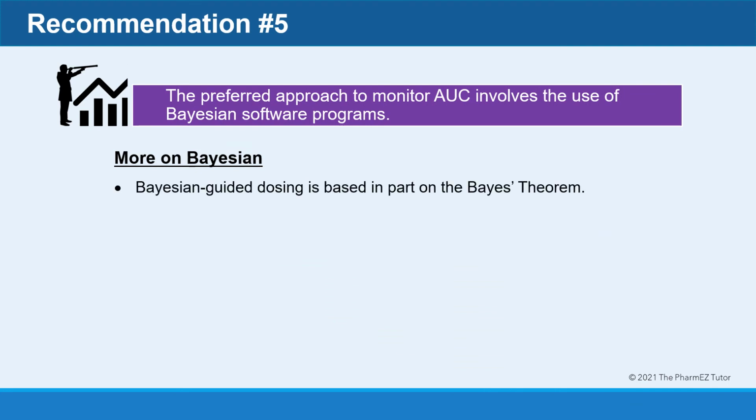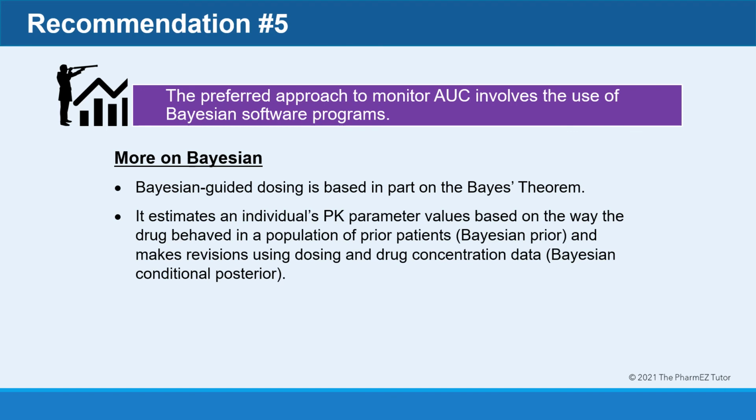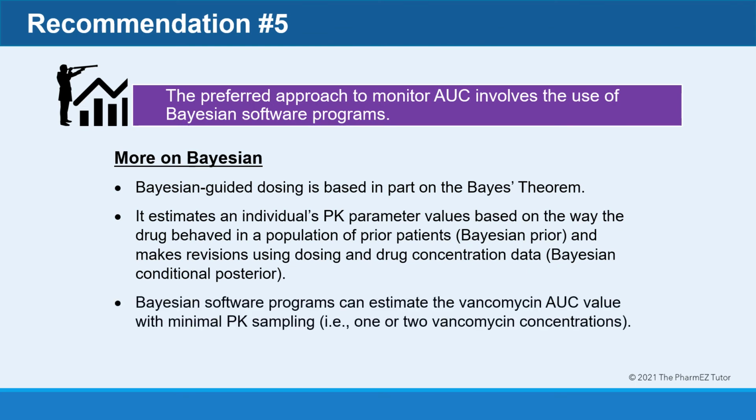Bayesian guided dosing is based in part on the Bayes theorem. It estimates an individual's PK parameter values based on the way the drug behaved in a population of prior patients, called Bayesian prior, and makes revisions using dosing and drug concentration data, Bayesian conditional posterior. The Bayesian software programs can estimate the vancomycin AUC value with very minimal PK sampling. 1 or 2 vancomycin levels are required.